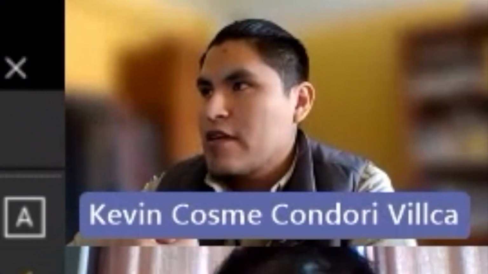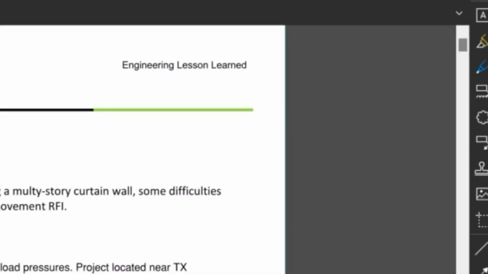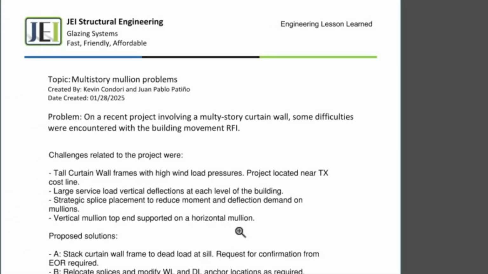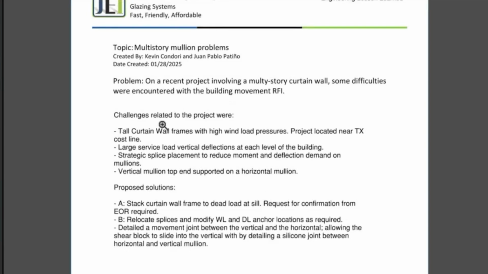Good morning, everyone. Today, Juan Pablo and I are going to present these lessons learned that we called multi-story mullion challenges. On a recent project that we had with a multi-story curtain wall, we had some challenges related to the RFI building movement. Some of the challenges were we had tall curtain wall frames with high wind pressures, since this project is located near the Texas coastline.